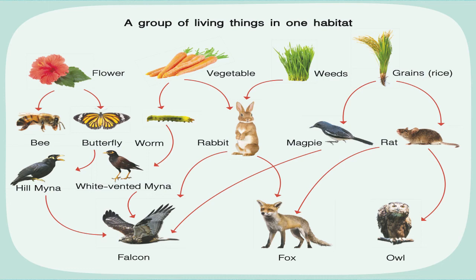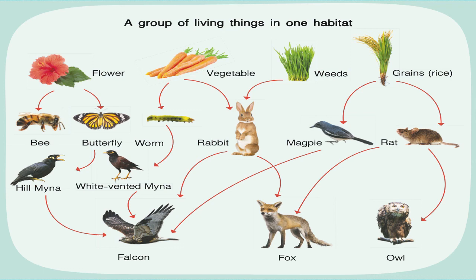In the slide, we have a group of living things in one habitat. The flower, eaten by bee and butterfly. The pollen of the flower, the nectar. And this butterfly is eaten by the lizard. And this lizard is eaten by the falcon.